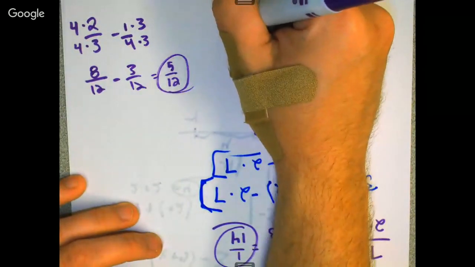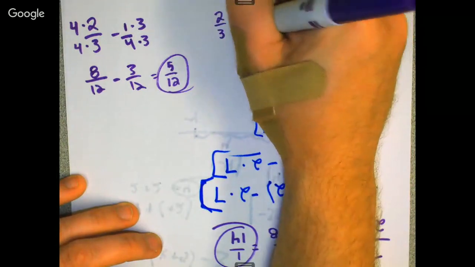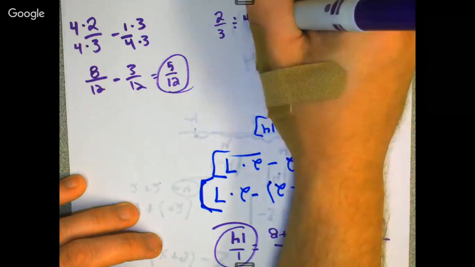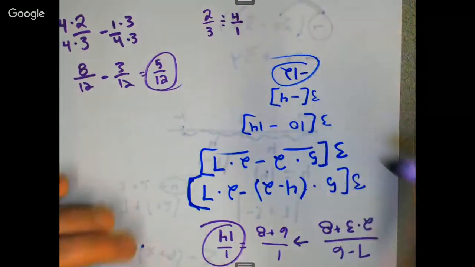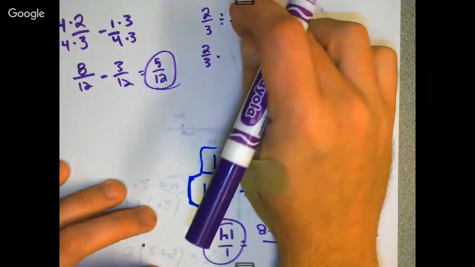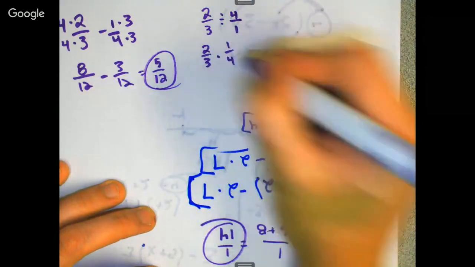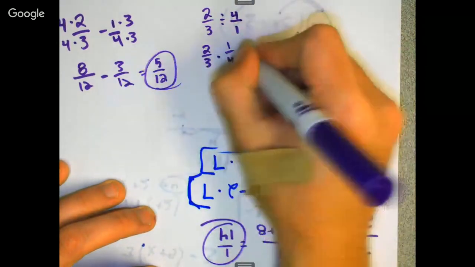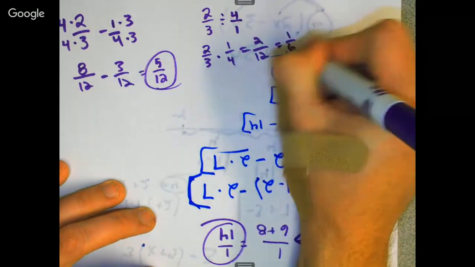Now you have 2/3 divided by 4. Well, 4 is 4 over 1. And in order to divide, you're going to take 2/3 and you're going to multiply by the reciprocal. So that's just flipping that one over. So 1 over 4. And then you multiply straight across. So that's 2 over 12, which is 1/6.